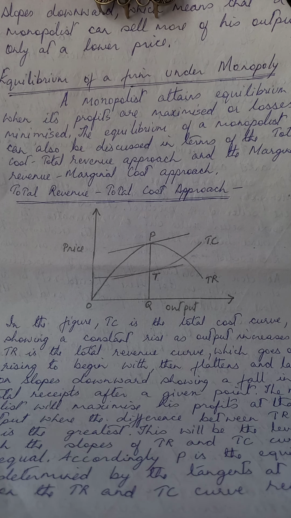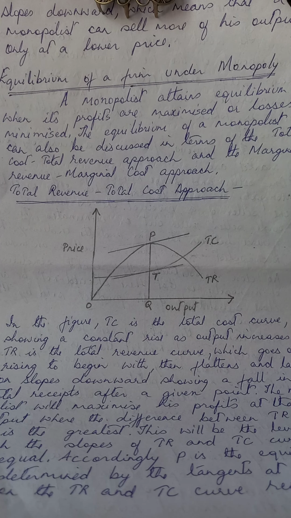Like what we discussed earlier, for the equilibrium of a firm under monopoly, there are also two important approaches that try to explain how a monopolist reaches his equilibrium. One is the total revenue, total cost approach, and the other is the marginal cost, marginal revenue approach. So now we will pick up the first approach, that is, the total revenue, total cost approach.